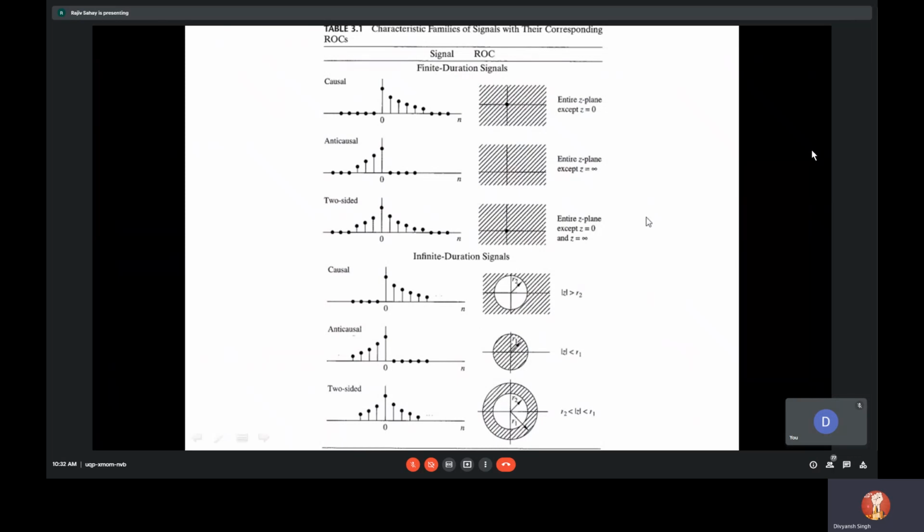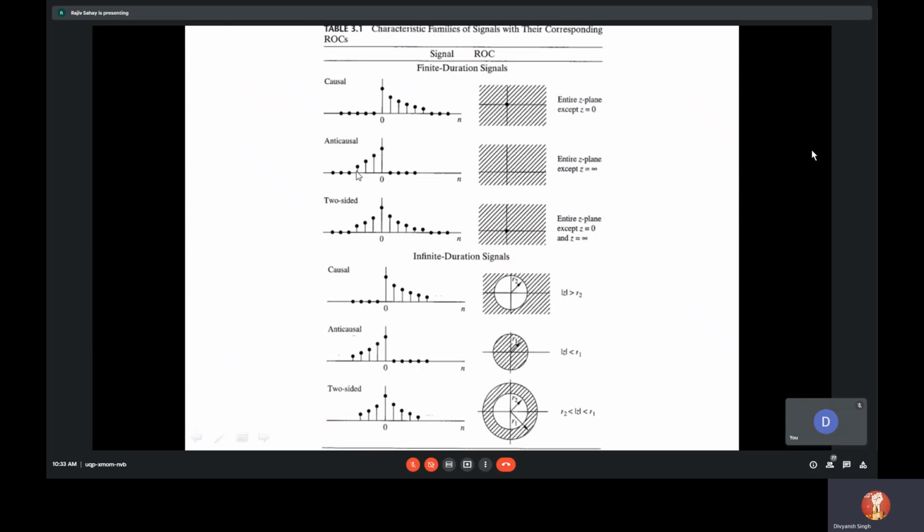So this is the summary slide. For a causal finite duration sequence, mind you, the ROC is the entire Z plane except z equal to 0. Here n is positive, so x[n] z to the power minus n means x[n] divided by z to the power n. If you put z equal to 0, that expression goes to infinity. So the ROC will exclude z equal to 0.